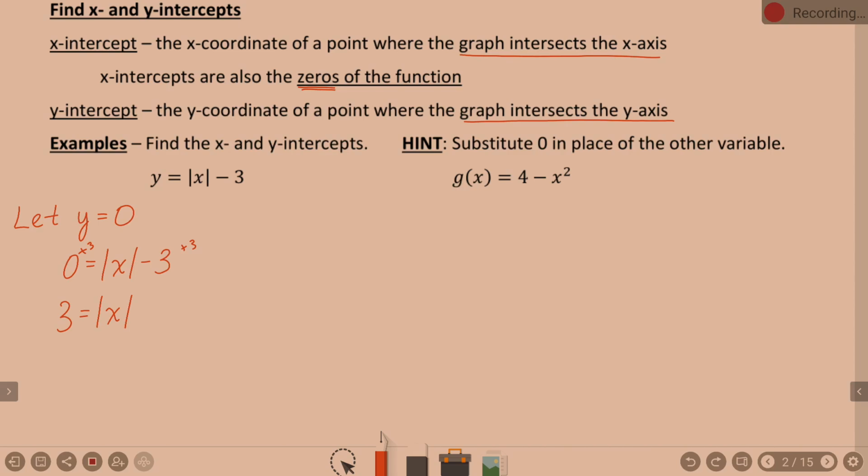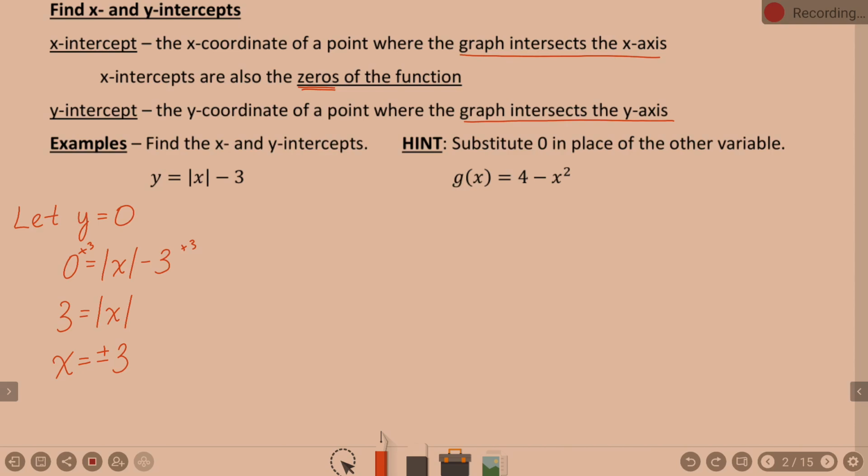Absolute value is the distance from 0 on a number line. So if here's 0 on my number line, 3 is over here. It's 3 away. What's over here that's 3 away? Yeah, -3. So we actually have two answers here. When you see the absolute value of x equals a number, it can be the positive or the negative of that number. So x could be 3, x could be -3.